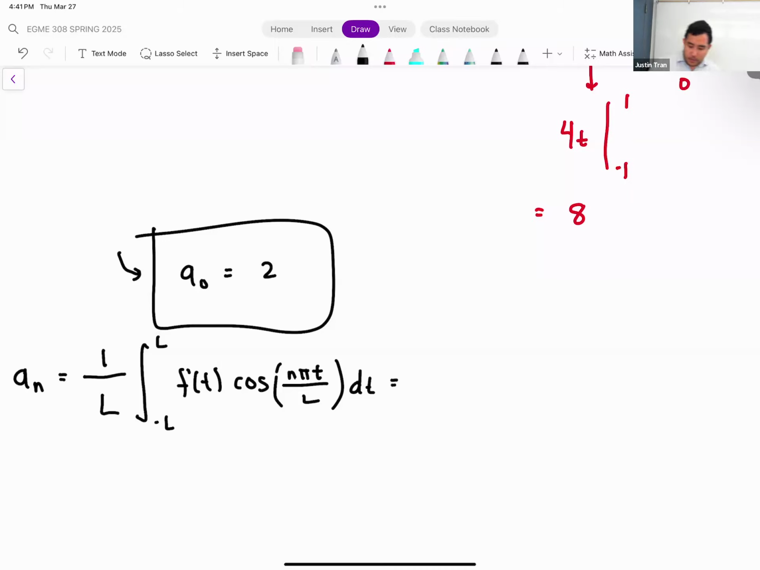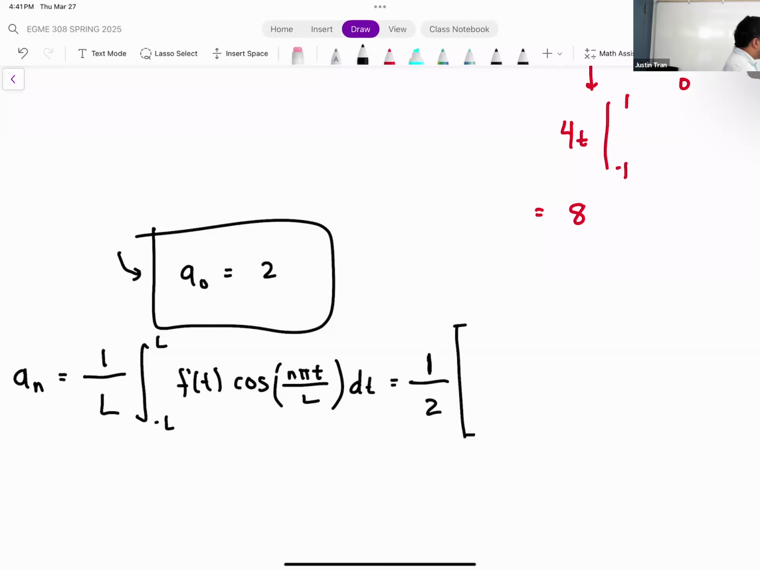Okay, so if we plug into this here, we have 1 over 2, so that's going to be 1 over L. And we're once again going to integrate our function. So once again, we're going to break apart our integral into our 3 domains, okay?